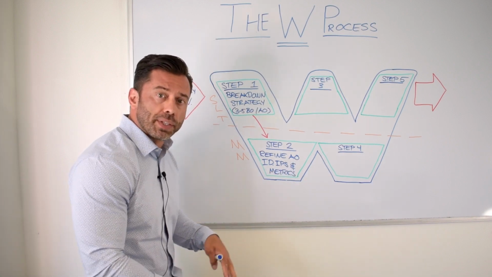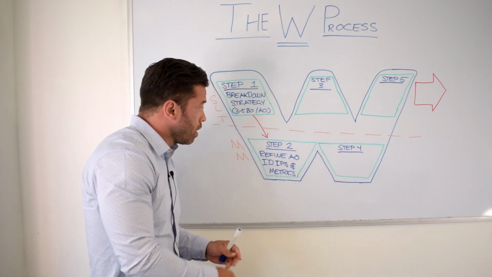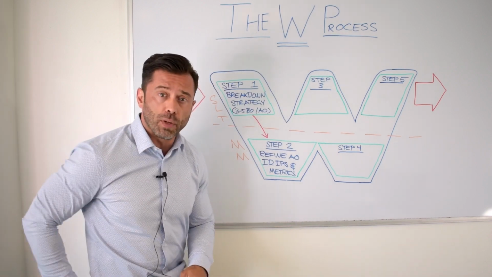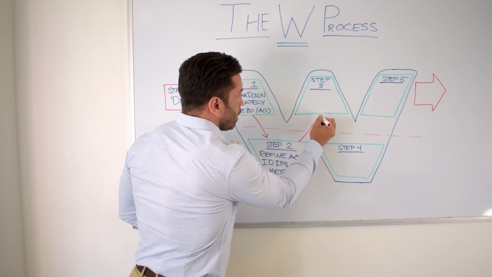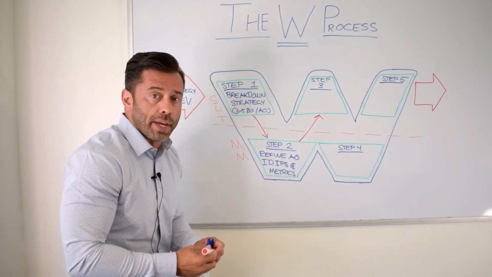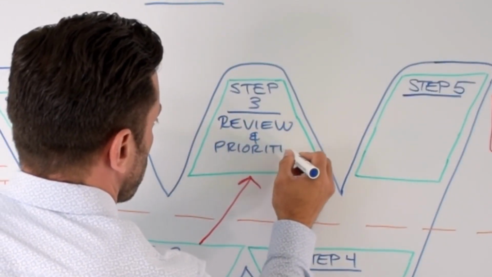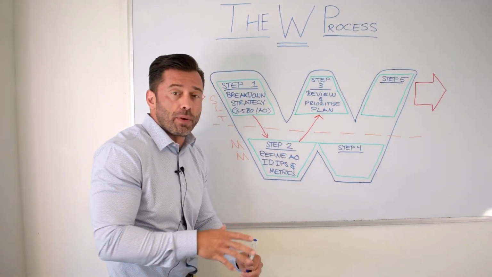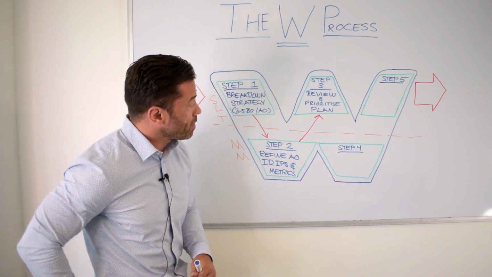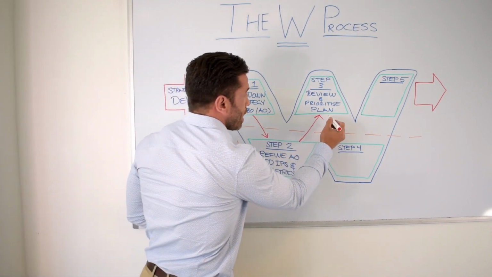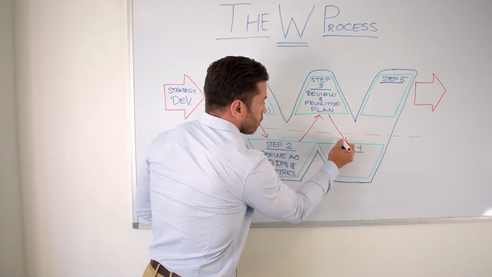Once middle management has finished with step number 2, the process then goes to step number 3. So the ball is thrown back to the senior leadership team, and here the senior leadership team will then review and prioritize the plan. Once step number 3 is completed and the plan has been reviewed and prioritized, it is sent to middle management again for step number 4.